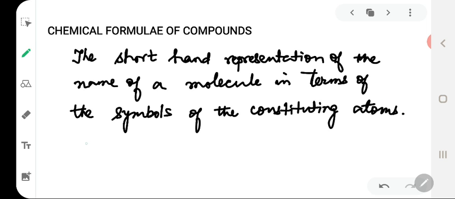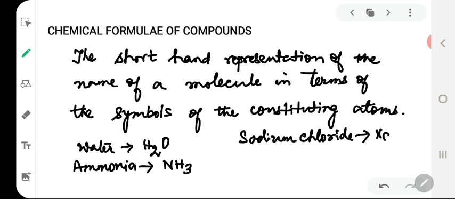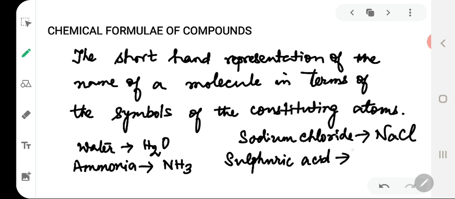Like for example, formula for water is H2O, formula for ammonia is NH3, formula for sodium chloride is NaCl. Let me just write it properly, NaCl. And formula for sulfuric acid is H2SO4.